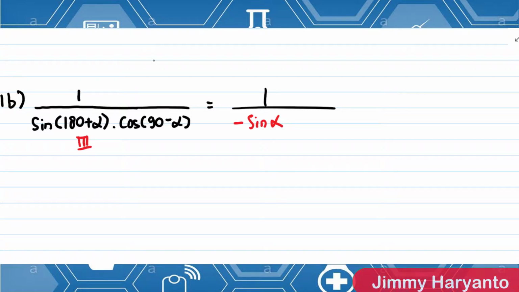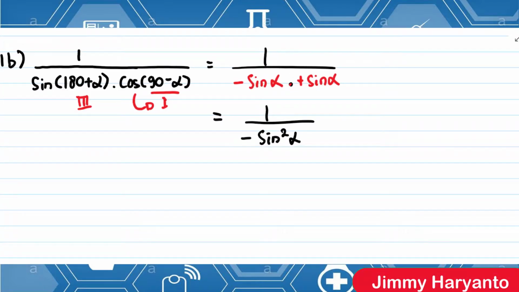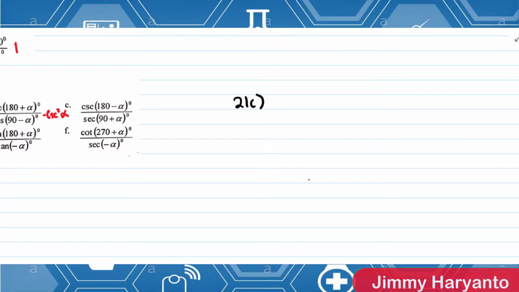For this one is quadrant 1. Cos in quadrant 1 will be positive, and then that is not normal, so times sine alpha. You have to change the cos into sine if the benchmark is 90 degree. And then this is not addition, this is multiplication, so you have to multiply them. Negative sine times sine, negative sine square alpha. So this is the answer, but maybe you can change it again into cosecant, because 1 over sine is cosecant, so you can change into negative cosecant square alpha. There you go.